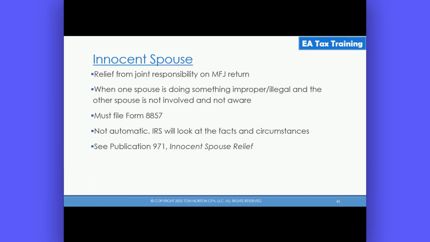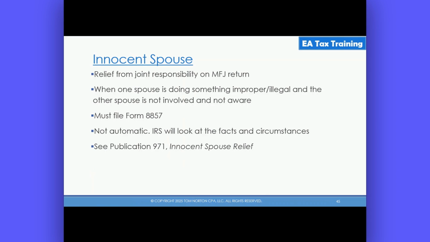that is due. But sometimes you've got one spouse who is doing something improper or illegal, either intentionally or unintentionally, they're doing something wrong, and the other spouse is genuinely not aware of it and not involved with it. So this lets that other spouse say, hey, don't come after me for this. This is all on the other person. They can do this by filing a Form 8857.